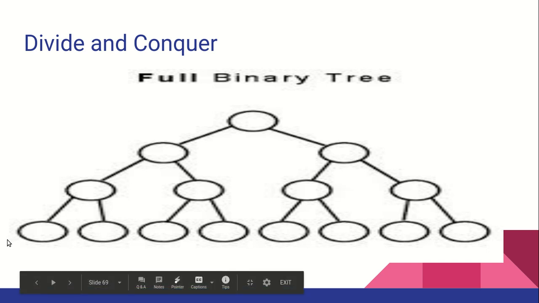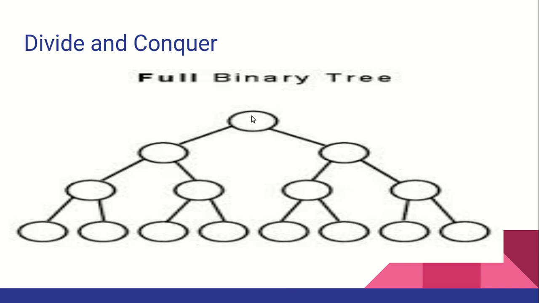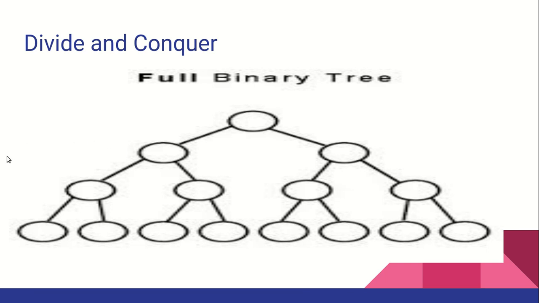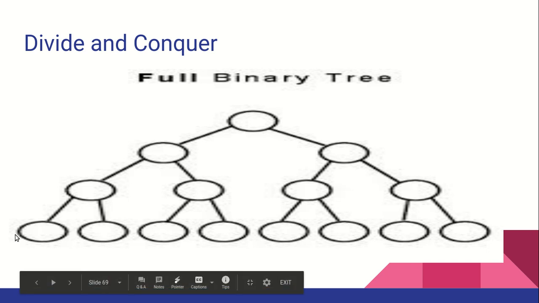Then how many comparisons do we require in the worst case? The first comparison is with the root element, then the second, third and fourth. So I note that the worst case number of comparisons is equal to the levels of this tree. The first comparison is at the first level, the second at the second level, the third at the third level, and the fourth at the fourth level. So if I can calculate the levels of this full binary tree, then I will be able to calculate the worst case comparisons.